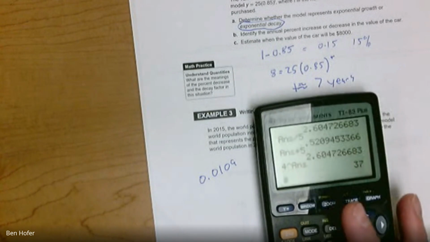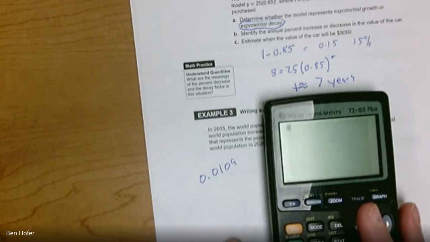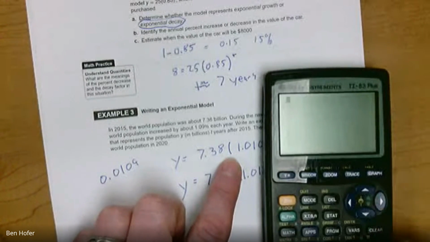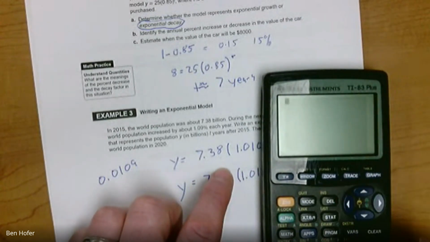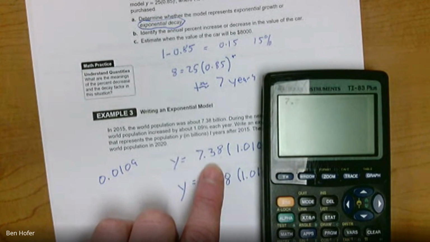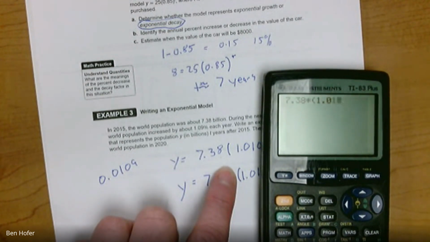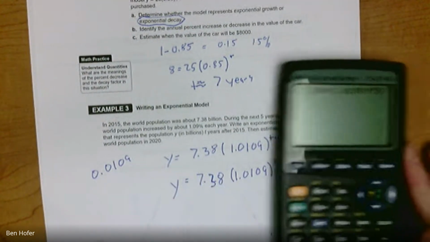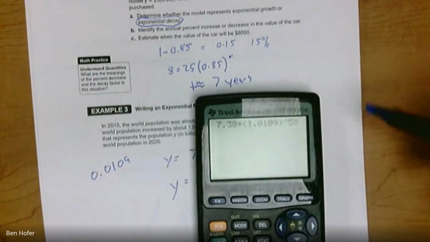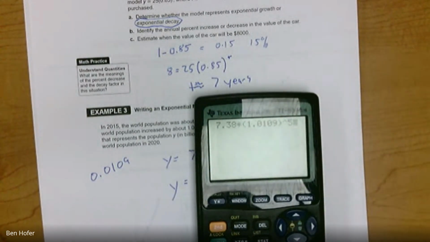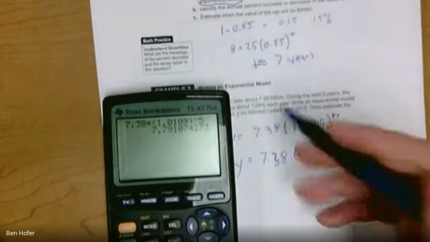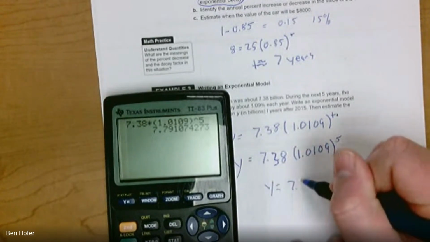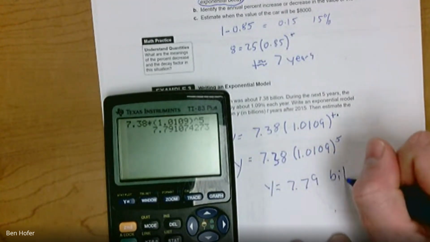Now for this one, I would just enter it into the main screen on the calculator, right? So I would do 7.38 times 1.0109, and that is to the 5th power, right? Because we know what our X value is, or in this place we're going to say T value is 5. So then I would hit enter, and I would get an approximate world population of 7.79 billion people.